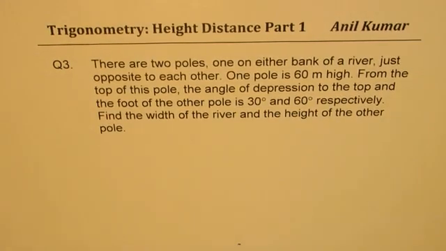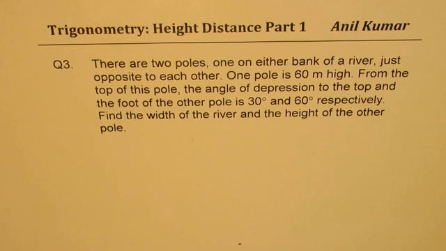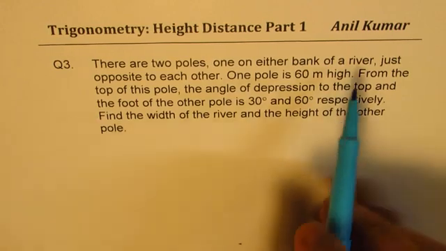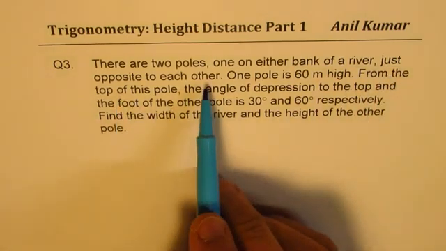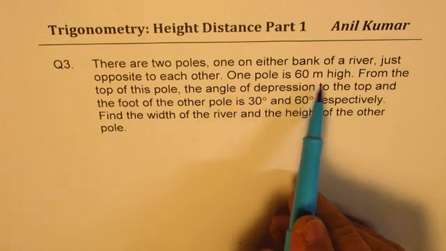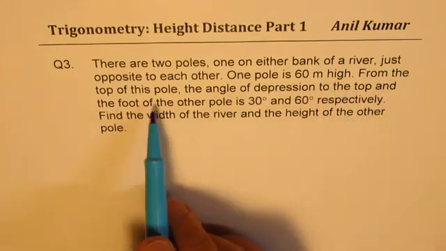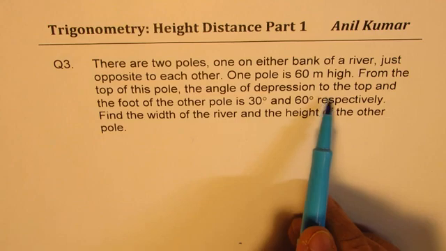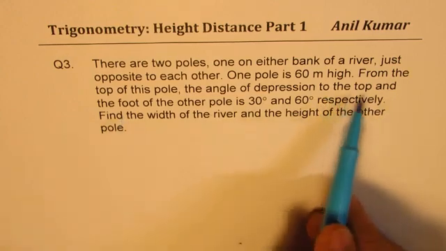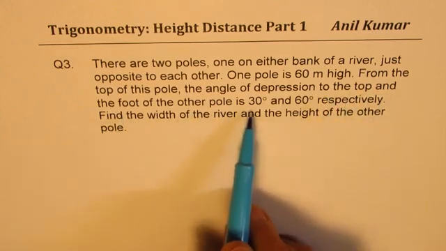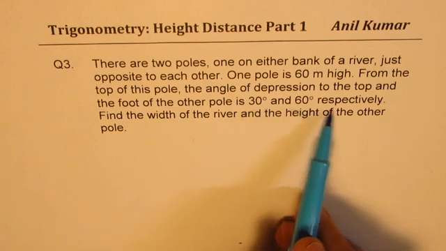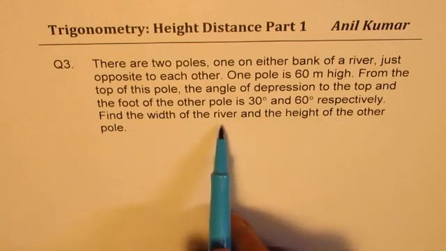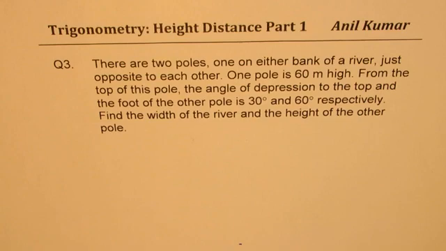Question number 3. There are two poles, one on either bank of a river, just opposite to each other. One pole is 60 meters high. From the top of this pole, the angle of depression to the top and the foot of the other pole is 30 degrees and 60 degrees respectively. Find the width of the river and the height of the other pole.